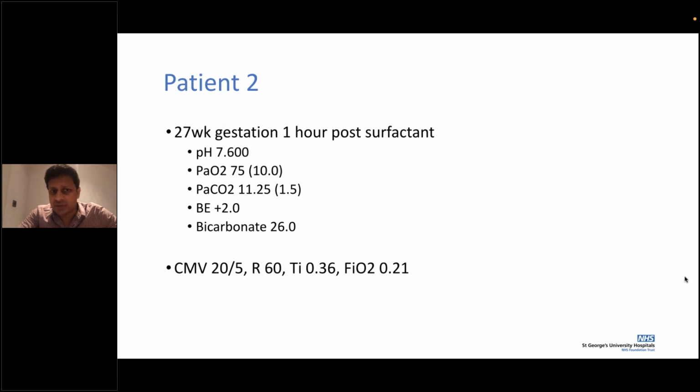Now, what's the huge advantage of putting this baby onto a volume control mode of ventilation? That will solve your problem with low CO2s and over-ventilated gas. Because as I said previously, this over-ventilated gas is a huge risk for this baby. And why might that be? The CO2 being 1.5.